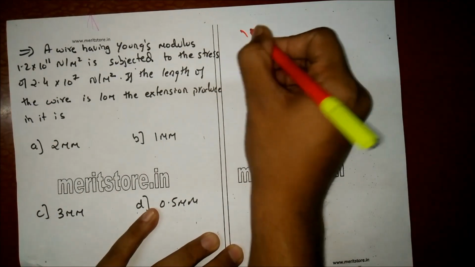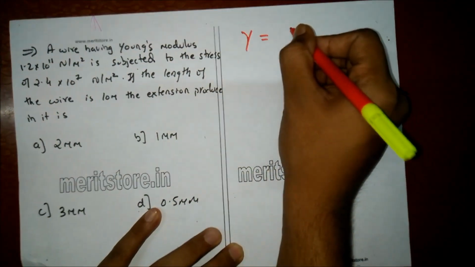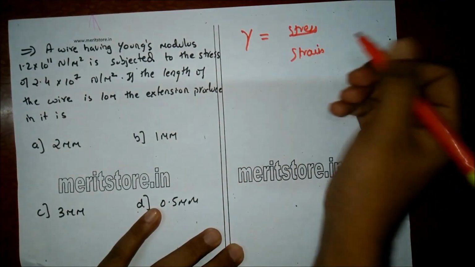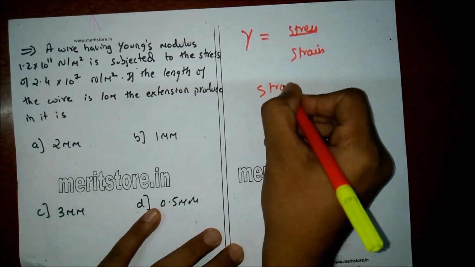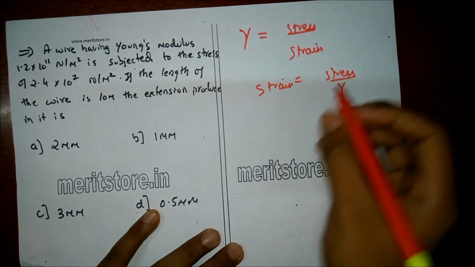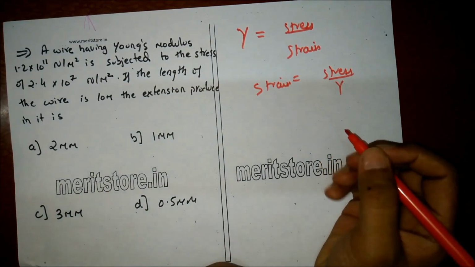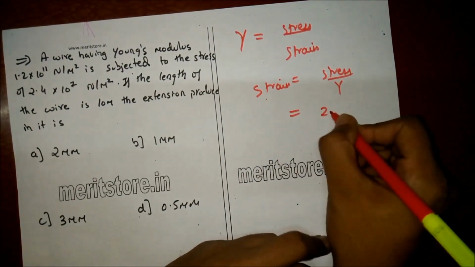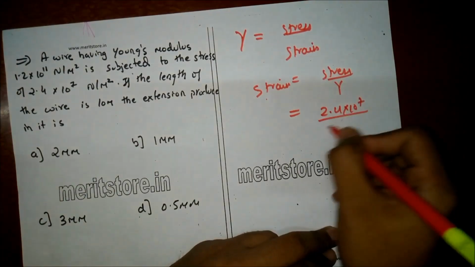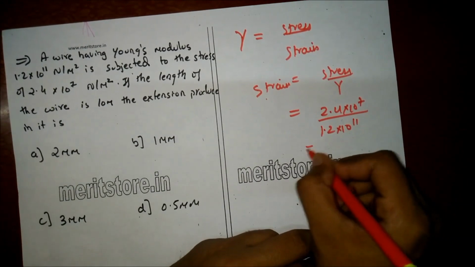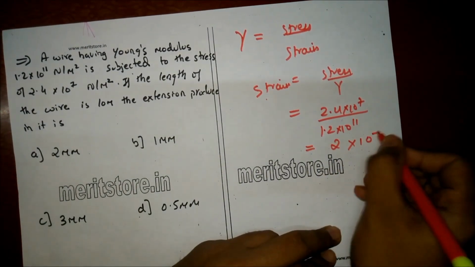Now we know that Young's modulus is given by Y is equal to stress upon strain. Therefore, strain will be equal to stress upon Y. We need to find the value of the elongation produced. We first calculate the value of strain, which is equal to 2.4 × 10 raised to 7 upon 1.2 × 10 raised to 11, which is equal to 2 × 10 raised to minus 4.